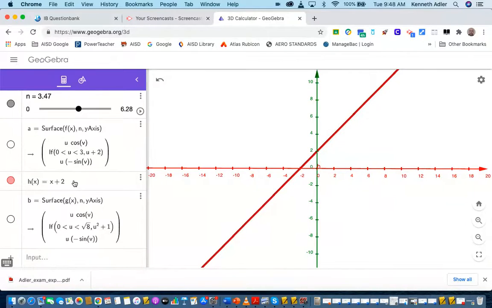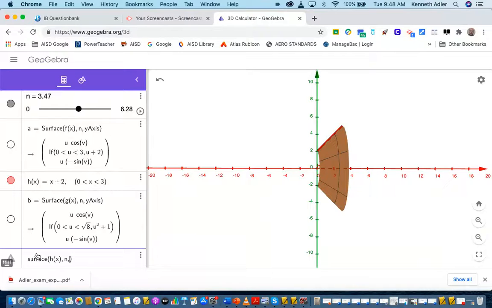And then we do comma, open parentheses, 0 to 3. And the idea is you can rotate this around the x-axis. You can do surface, open parentheses, h of x, comma n, comma, x-axis.